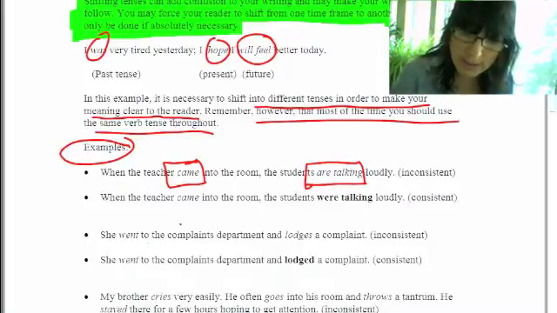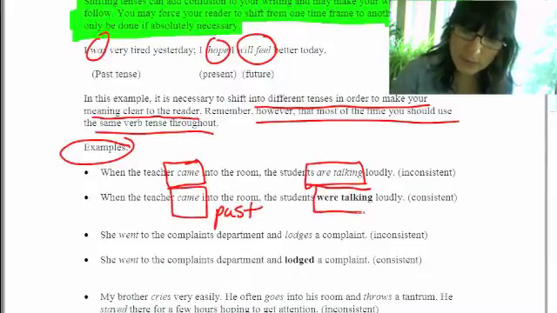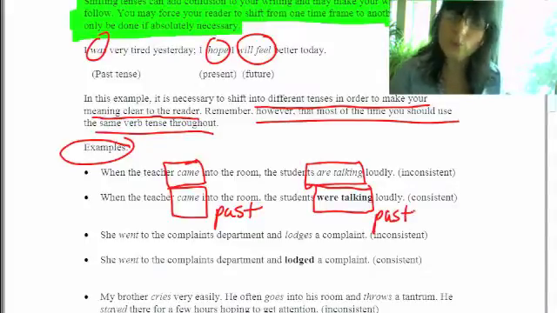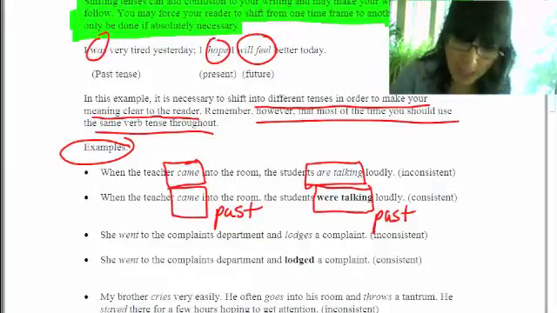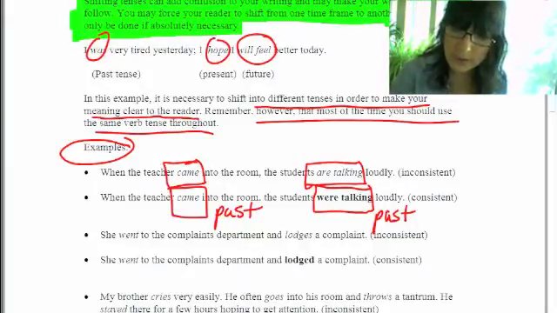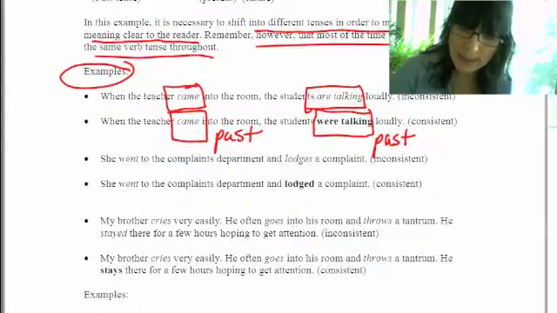So I've changed it to say, when the teacher came into the room, the students were, past, were talking. Or you could have had them both in the present and say, when the teacher comes into the room, the students are talking loudly. So both in the present, or both in the past. It wouldn't make sense to shift in this sentence. It would actually be grammatically incorrect.